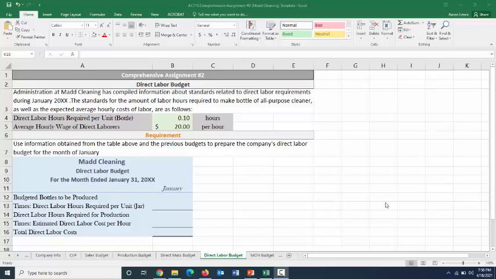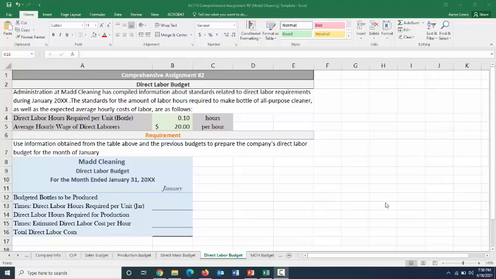The next cost component that Mad Cleaning needs to set up a budget for is their cost of direct labor, the people who are going to be directly involved in producing these bottles of all-purpose cleaner. And to prepare their direct labor budget, they need a little bit of information, namely, how long in terms of hours does it take to produce each bottle of this all-purpose cleaner, and what is the hourly rate that they are paying their direct laborers at.